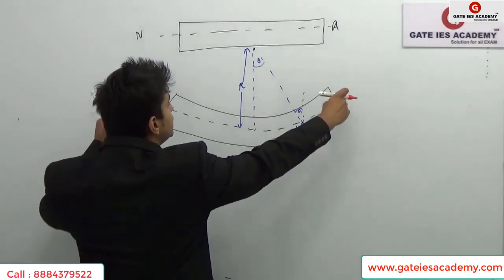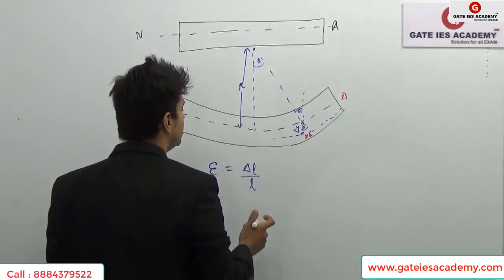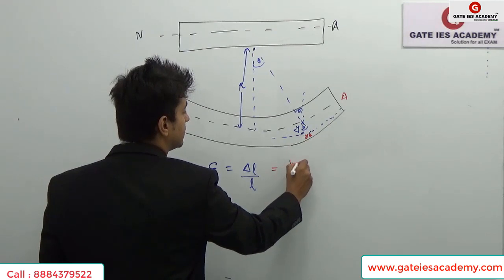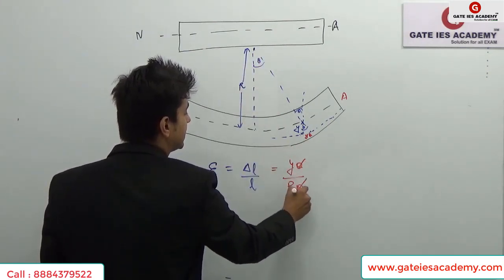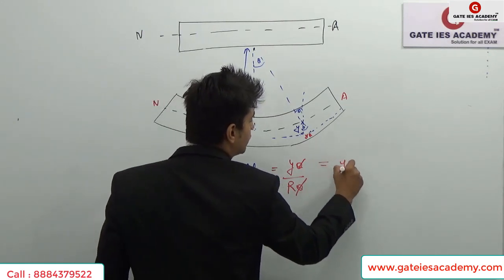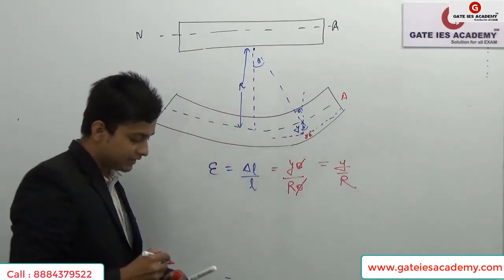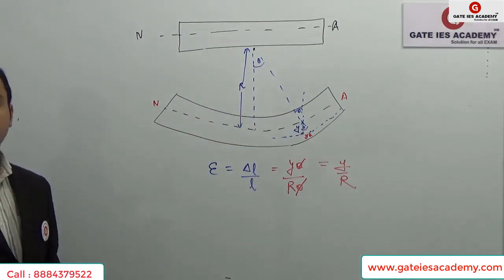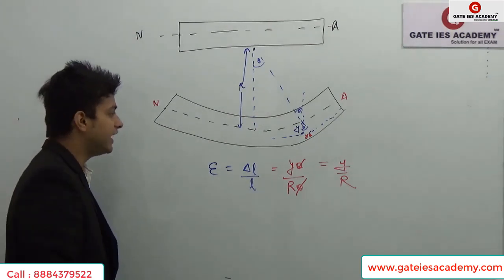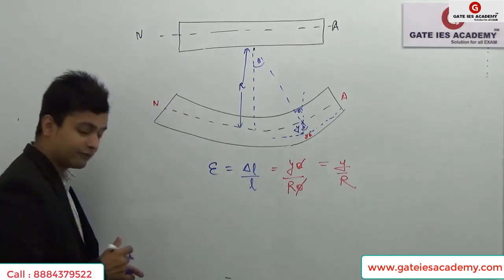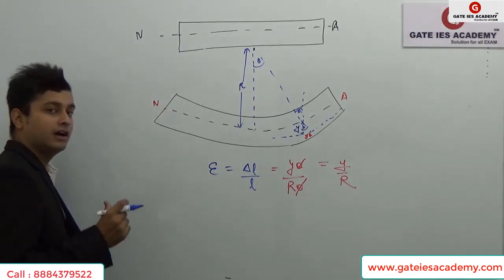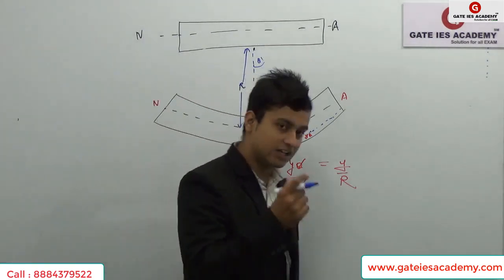And we know that the initial length is R theta. So our change in length is y theta and the initial length is R theta. This theta cancels. So what we got is y upon R, which is nothing but our strain. So our first equation is strain equals y upon R, and that will be giving us the first equation of the bending stress equation.